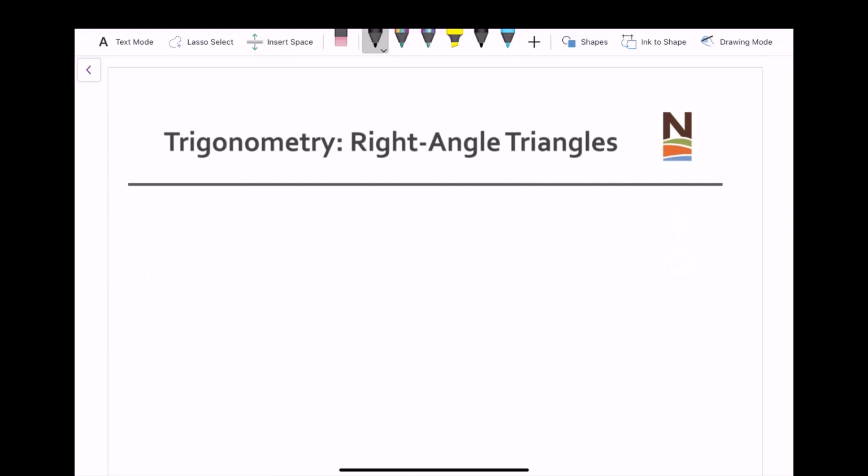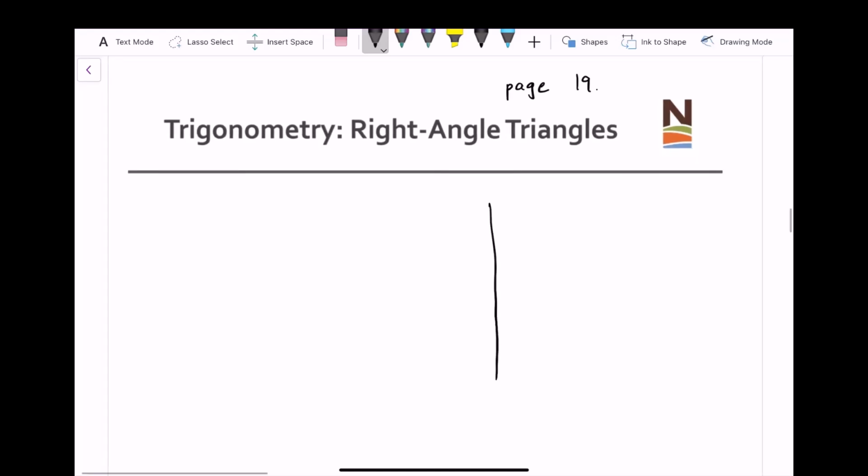Okay, moving on to some trigonometry, specifically with right angle triangles. This gets particularly important when we start dealing with planar motion later in Module 1. So if we look at page 19, I'm going to start by just drawing out an axis here with a right angle triangle.